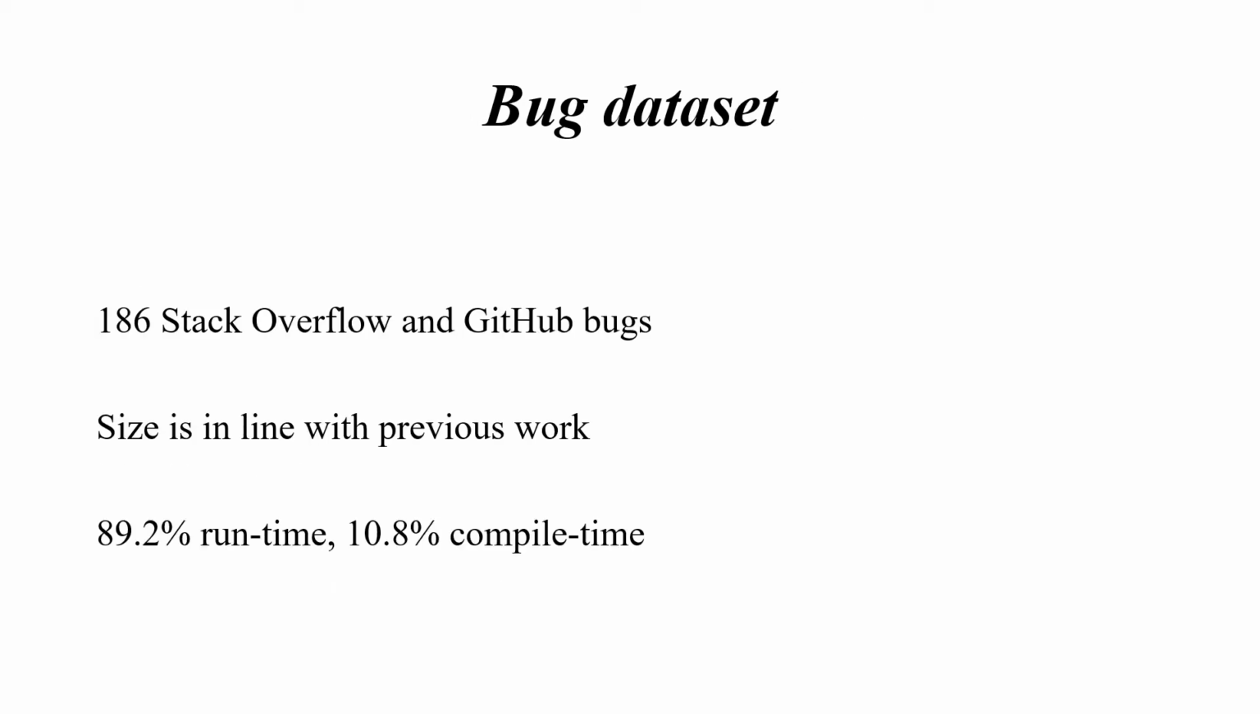Our final dataset includes 186 actor bugs. The size of our dataset is in line with the previous work. For example, Heden and Zhao study 126 actor bugs. Because of their complementary characteristics, we include both runtime and compile time bugs in our dataset. 89% of our bugs are runtime bugs, whereas 11% are compile time bugs.